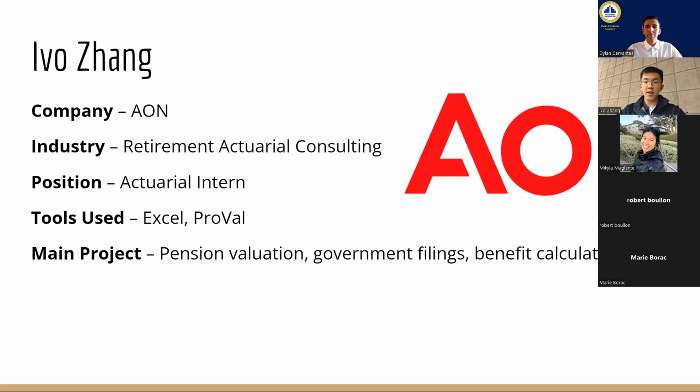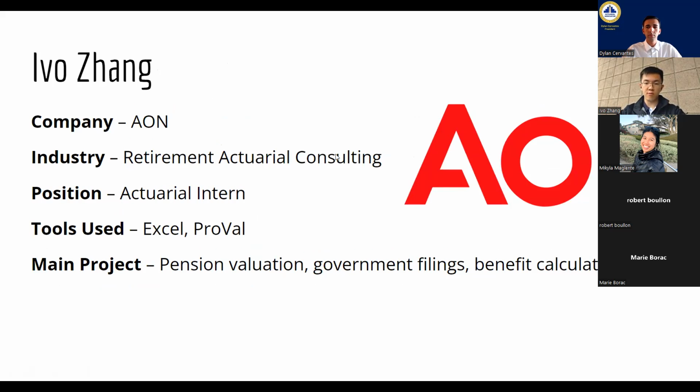I interned at Aon this past summer with their retirement actuarial team, or in Aon, what we so-called a wealth solutions team. So what we do is essentially retirement actuarial consulting. As some of you probably know, Aon is a very big consulting firm, a leading one, in fact, in the United States. And it has retirement consulting, P&C consulting, as well as health and benefit consulting as the three main actuarial consulting businesses. And I was with the retirement team in San Francisco.